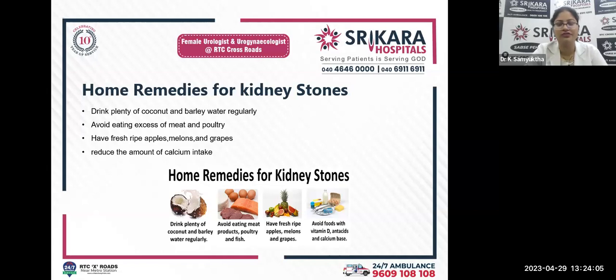All fruits are very good, be it apples, melons, grapes or vitamin C containing citrus fruits. They are all very healthy and they prevent stone formation. And as I said, do not completely stop having calcium, but just reduce the amount of calcium in your food. That is more than sufficient. If you completely stop having calcium, there are other problems that you will land up in.